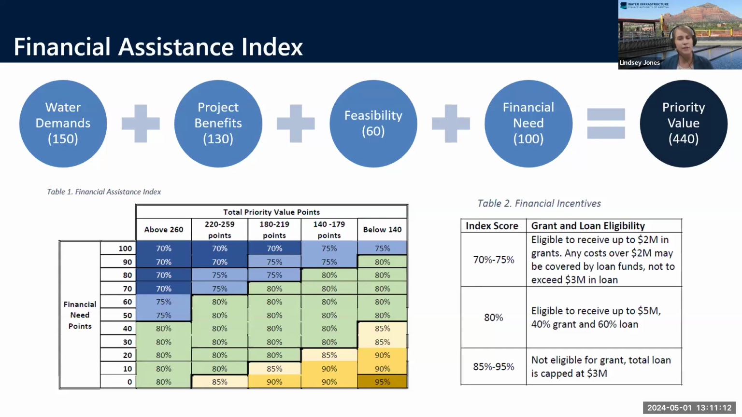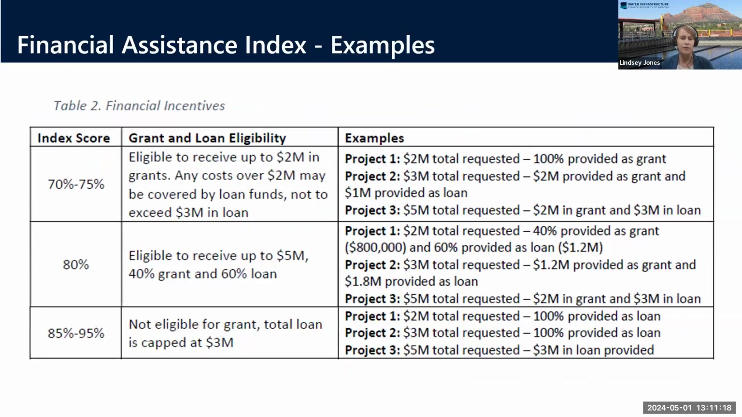And we'll dig into table number 2. And let's go to the next screen here, and we'll go through some examples of how this score will work exactly. So if your project scores high enough to get the index score of 70 to 75%, you'll be eligible to receive up to $2 million in grants. Any cost over $2 million would be covered by the loan funds, not to exceed $3 million in loans for a maximum of $5 million.